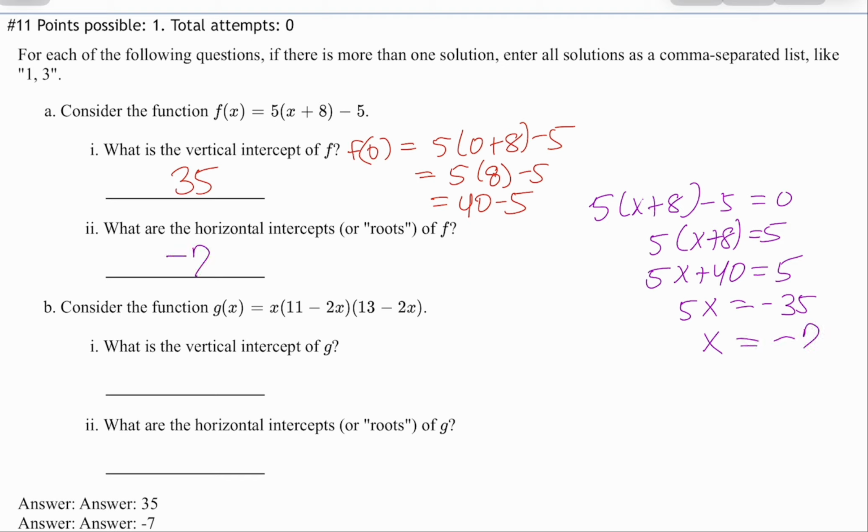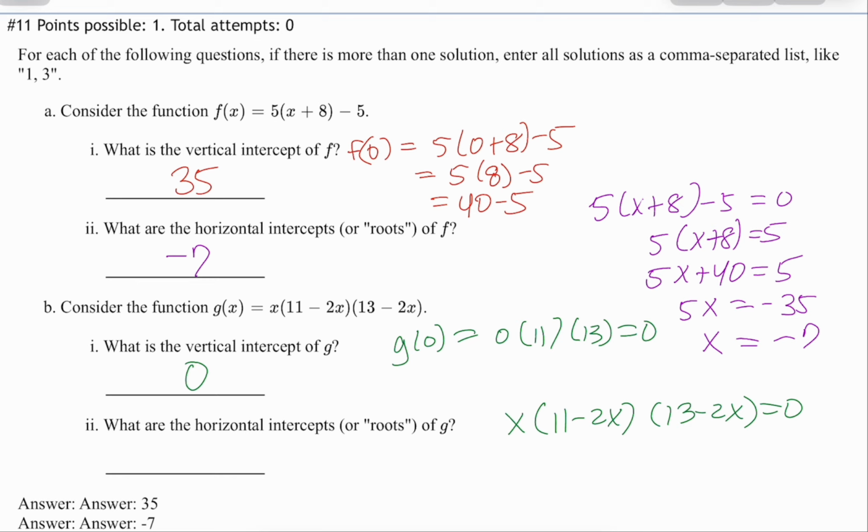Now, B has a slightly more complicated problem, but they're nice to you. They did go ahead and factor it for us, which is always great. So remember, for B, we're going to plug in 0 for those vertical intercepts. So we get 0 times 11 times 13, which is just 0. But in part 2, it's harder because we have to actually set the function. So you're going to write down your function, set the function equal to 0.